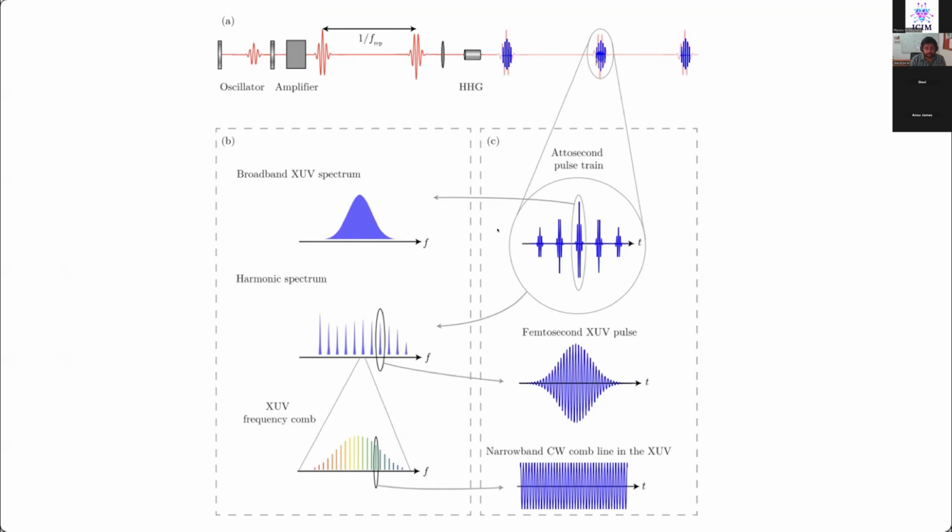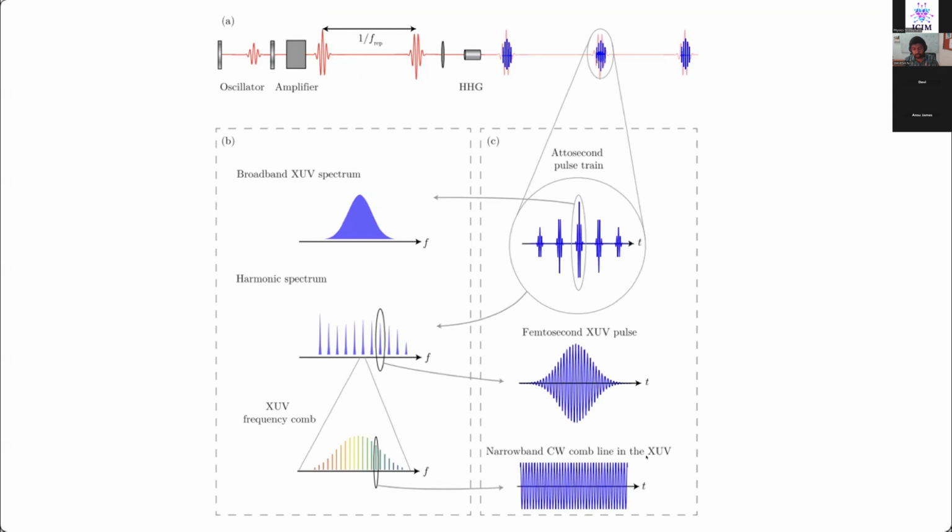However, in one stretch, if you select one of them, you can generate isolated attosecond pulses. If you have this, you have a broadband harmonic spectrum. And if you select one of the harmonics, you get a femtosecond XUV pulse. And then you can have the frequency comb. If you narrow down to one of the comb frequencies, you get a narrowband CW XUV laser.